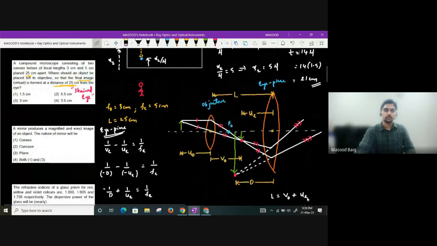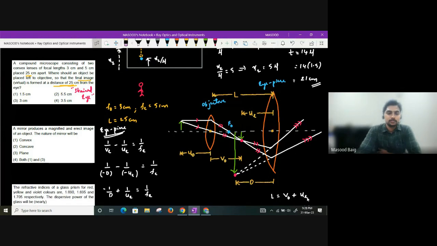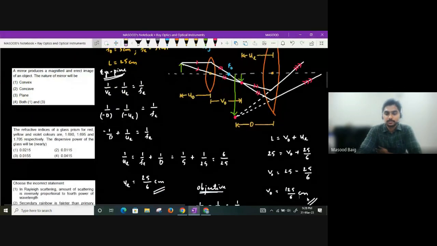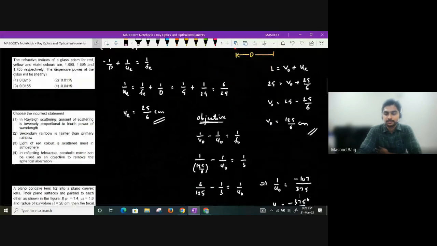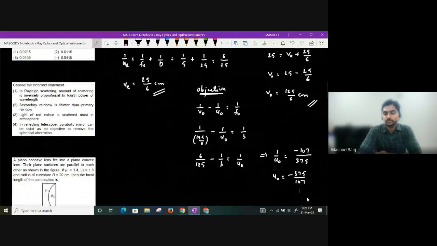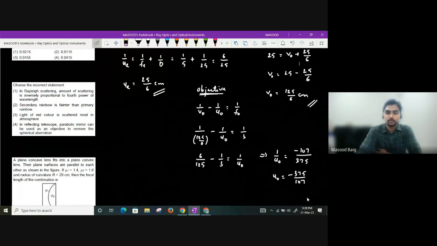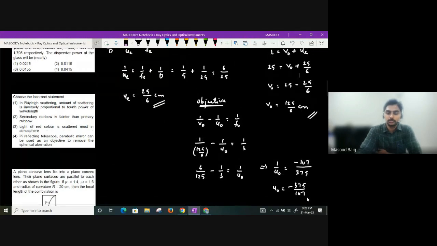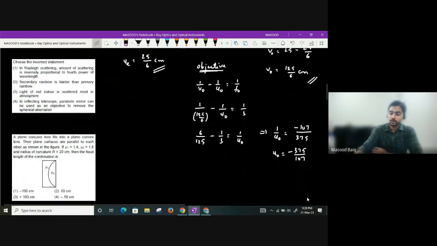Oh, no option at all. Did we do any mistake? Just see. 3.5 you will get, I guess. Clear? The option is there. 375, 100, 107 we have, no? So near about 3.5 centimeters should be your answer, guys. Clear, all of you? This is how we calculate.